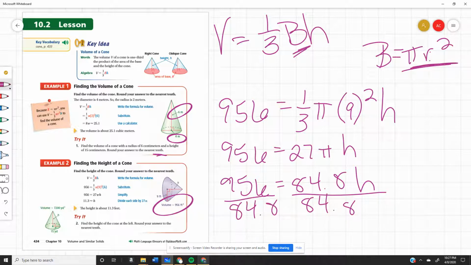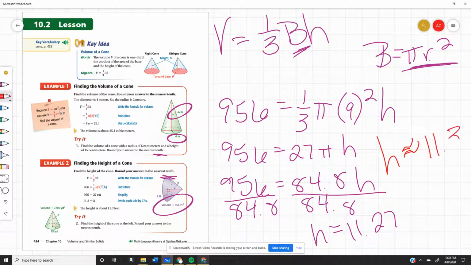And so 956, and I'm actually doing this on my calculator, and I'm not going to round this 84.8 on the calculator. I'm just going to do 956 divided by the answer from the previous part of it I did, and I get 11.27. And so that means that h is equal to 11.27. They said to round our answer to the nearest tenth right here. So the final answer, I'll write it in red. H is approximately equal to 11.3.